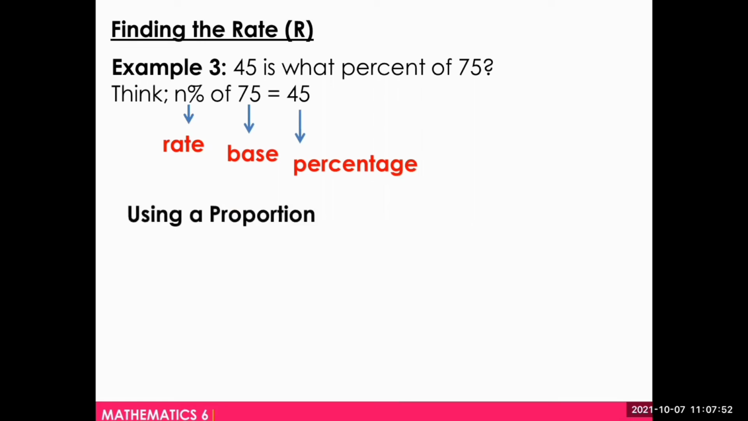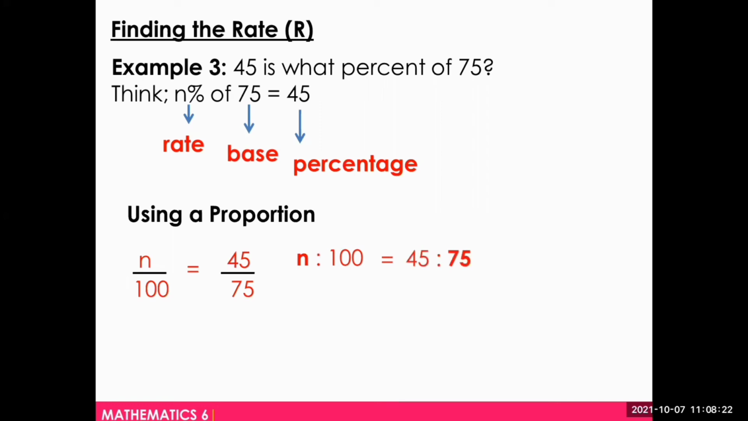Now, gamit ang proportion para mas madali lamang, isulat natin ang N. N over 100, since my percent sign siya, is equal to percentage over base. So that is 45 divided by or over 75. Isulat din natin sila sa column form. So that is N is to 100 is equal to 45 is to 75.